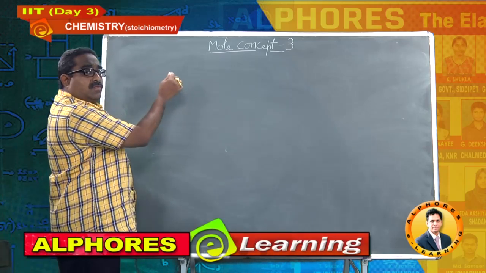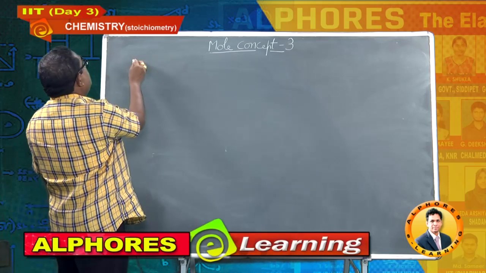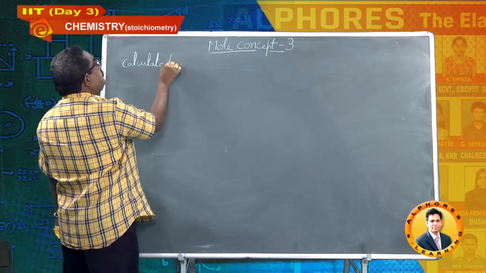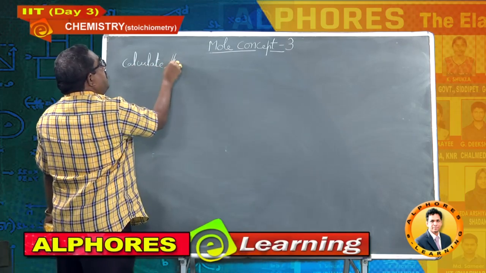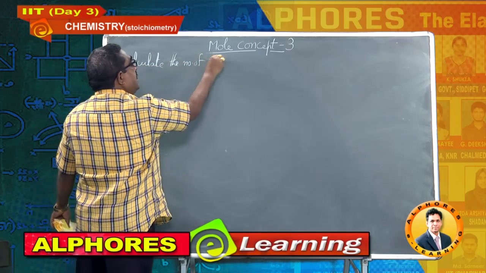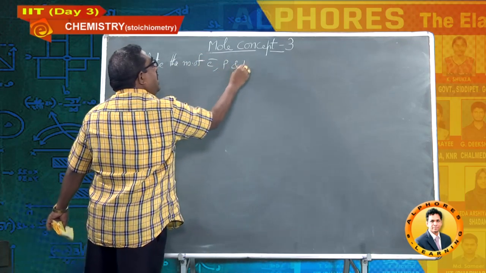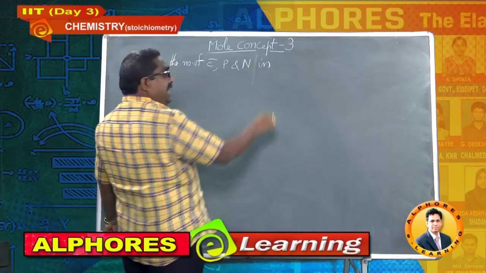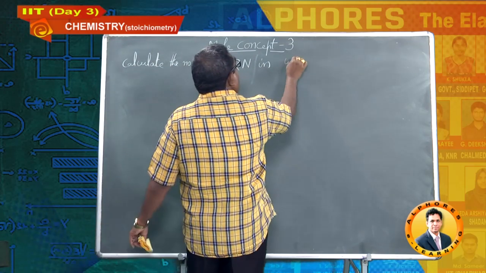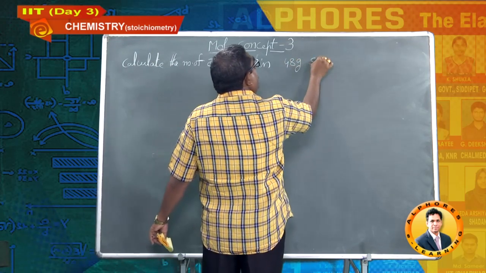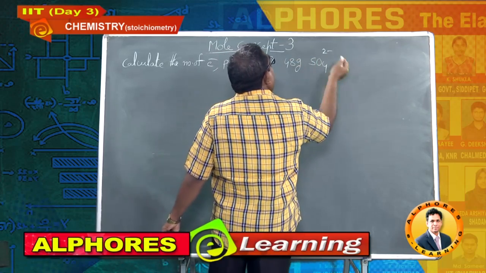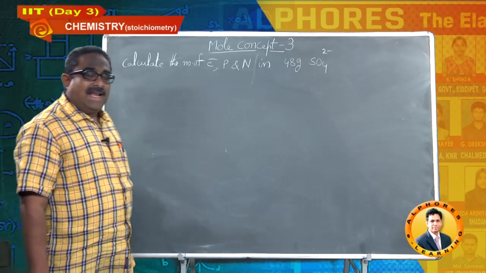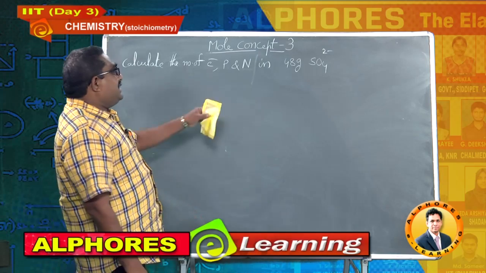Students, let me write the same calculation with one anion. I am writing the question here. Please note it down. Calculate the number of electrons, protons, and neutrons present in 48 grams of sulfate ions. Here I have given one anion. Okay, no problem. This is an anion.